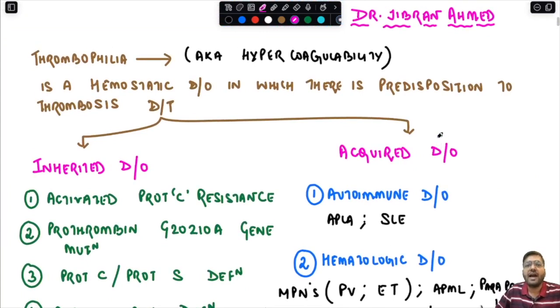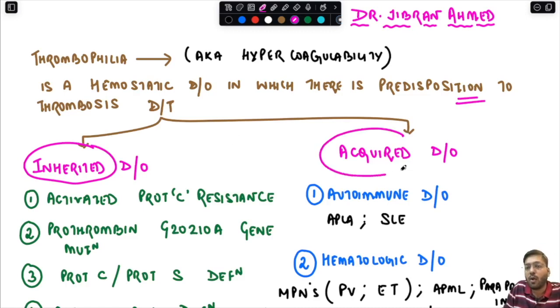So first of all, we have to understand that we are dealing with thrombophilia, also known as hypercoagulability, which is one of the components of Virchow's triad. So what are the components of Virchow's triad? We basically have endothelial dysfunction, altered blood flow, and thirdly hypercoagulability, also called thrombophilia. Now, what is thrombophilia? It is a hemostatic disorder in which there is a predisposition to thrombosis, which occurs due to either an inherited disorder or an acquired disorder.